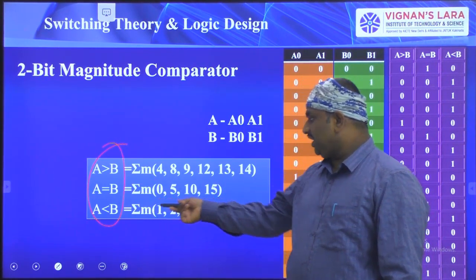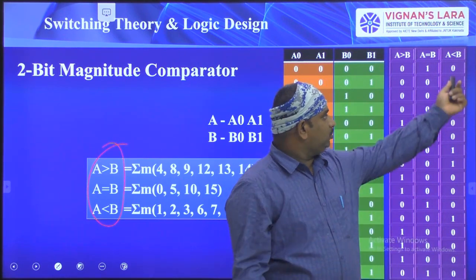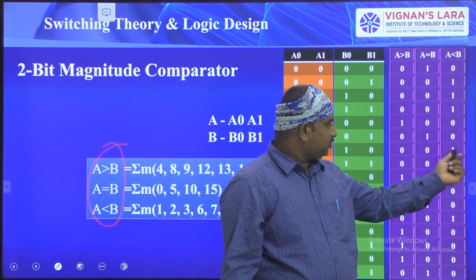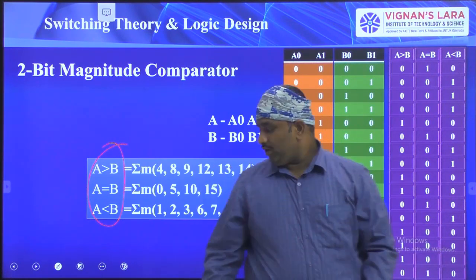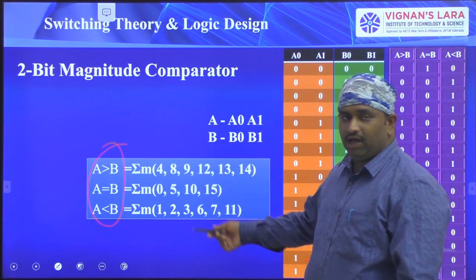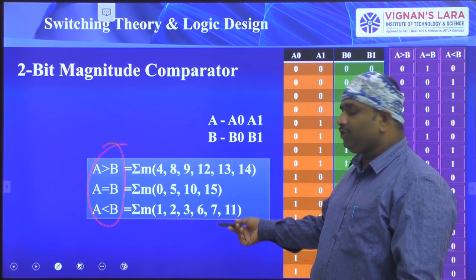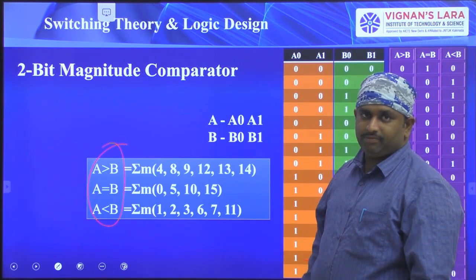A is less than B. That is sigma 1, 2, 3, 1, 2, 3. And next the remaining values, that is 6, 7. And we have one more value, that is 11. So these are the maximum possible minterms for A is less than B. Okay, note it down.